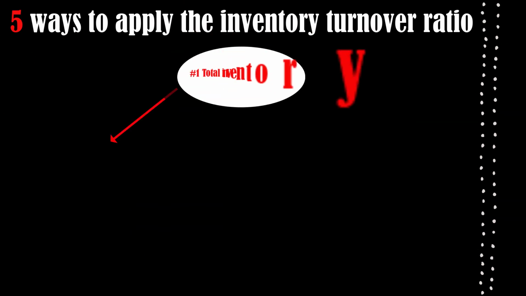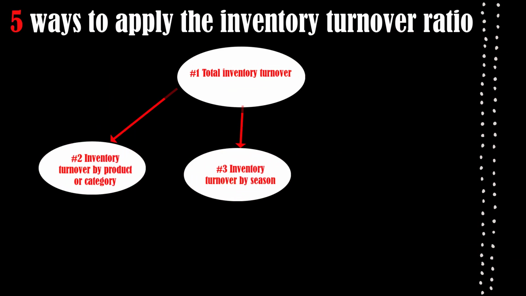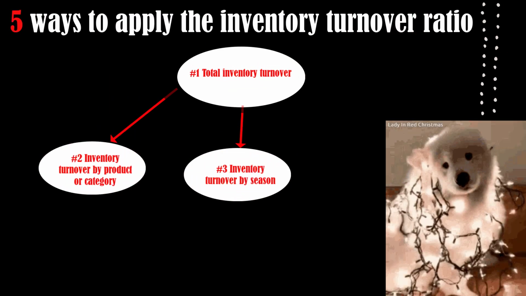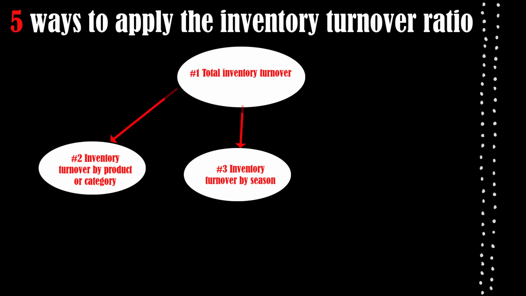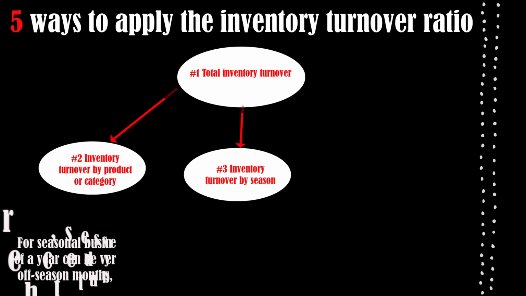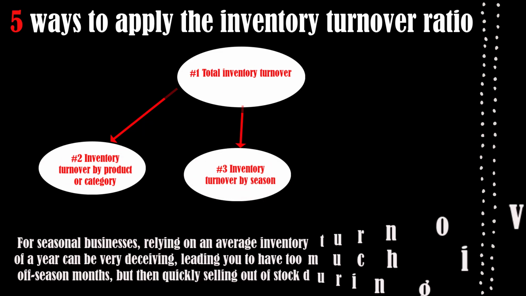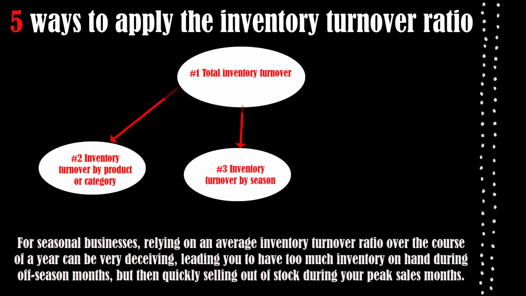If you own a ski and snowboard equipment shop or a Christmas decoration boutique, you're probably pretty familiar with the ups and downs of sales volumes during the highs and low seasons for your business. For these seasonal businesses, relying on the average inventory turnover ratio over the course of a year can be very deceiving, leading you to have too much inventory on hand during the off-season months, but then quickly selling out of stock during your peak sales months.